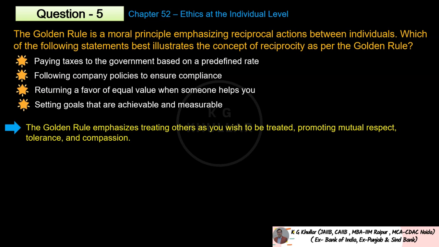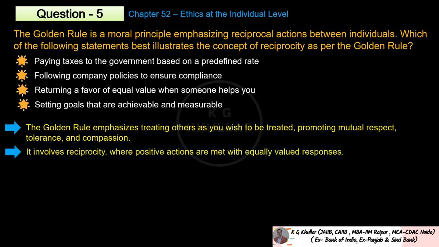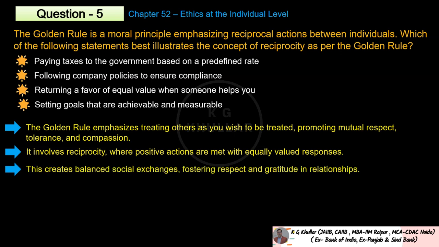Now the principle is grounded on the idea that social relationships are built on mutual respect, tolerance and compassion. Now reciprocity in the context of this principle involves a balanced exchange where actions are returned with an approximately equal response in terms of value and consideration. So this means that when someone does a positive action for you, example helping you in a time of need, you should also respond in the same way that acknowledges this action. That is ideally by offering a similar act of help or gratitude.